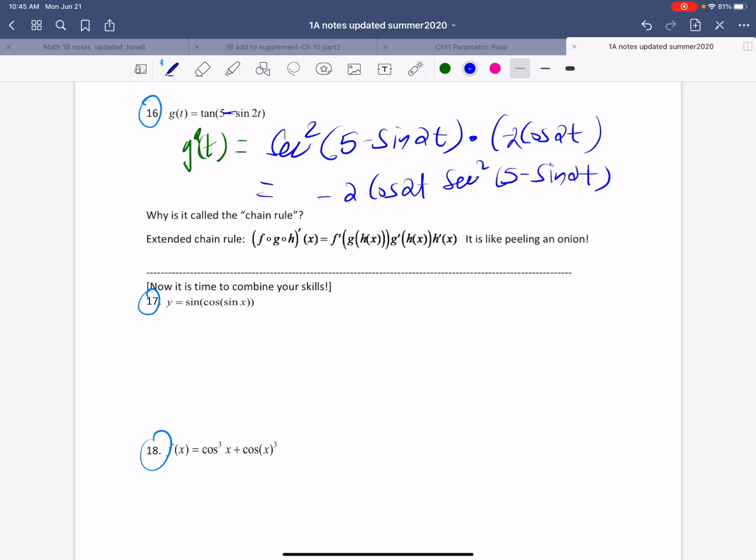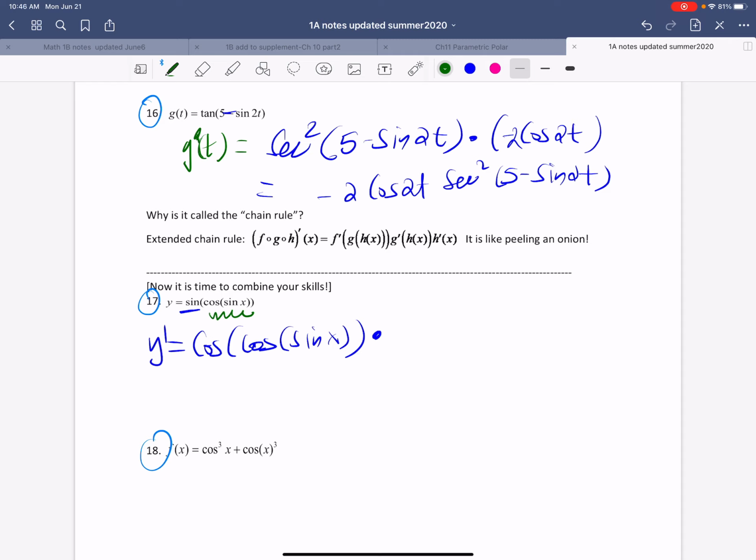All right, next we have number 17. y is equal to sine of cos of sine x. So we got three functions here. Start with the outermost function. Okay, when we do the derivative, be careful. We have three functions here. So derivative of outside function evaluated at inside function. Derivative of sine of x is cosine of x. So it's going to be cosine evaluated at inside function. So I'm not changing the inside function at all. I just did the derivative of outside function. Now I'm going to multiply with derivative of inner function.